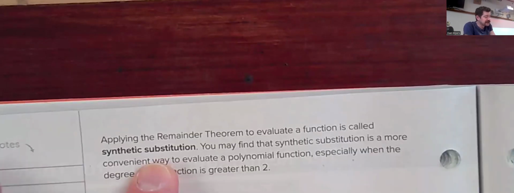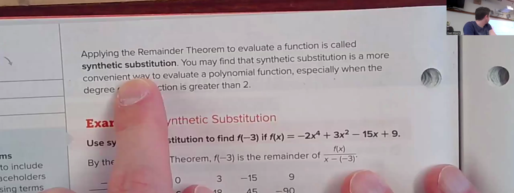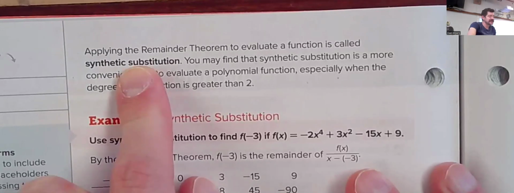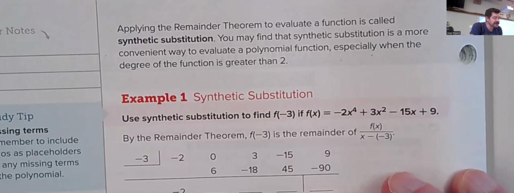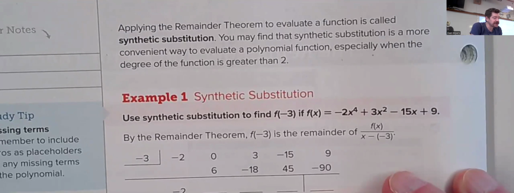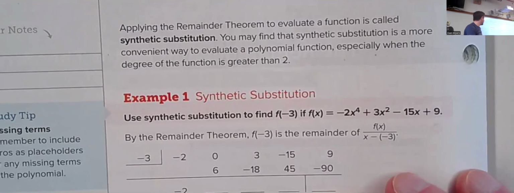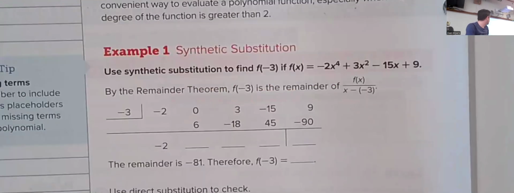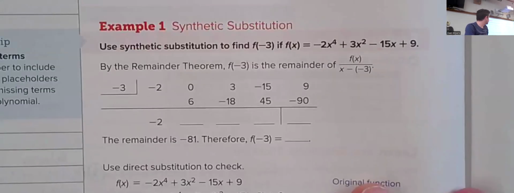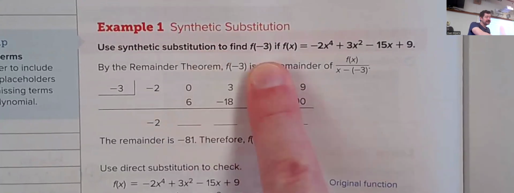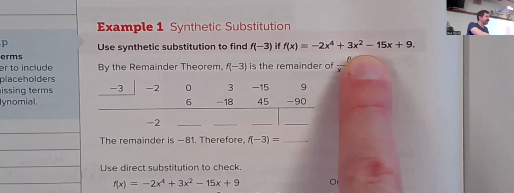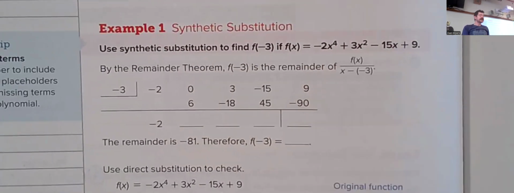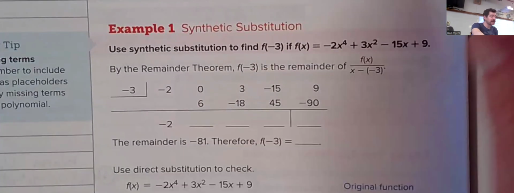So here we go. Applying the remainder theorem. You can apply the remainder theorem to evaluate a function, and that's called synthetic substitution. You may find that synthetic substitution is a more convenient way to evaluate a polynomial function, especially when the degree of the function is greater than 2. Like I was saying, it can actually be a quicker process. For example, here, if you wanted to figure this out for an x value of -3, that might be a challenging thing to do with mental math, plugging in -3 and trying to figure out what's going on with that. So sometimes synthetic division might be a quicker method.